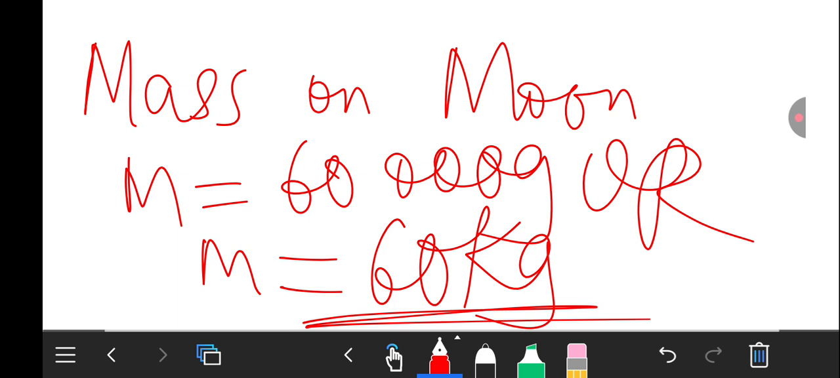So basically that is how you can go about these problems, okay? So this is what you need to know about mass and weight.